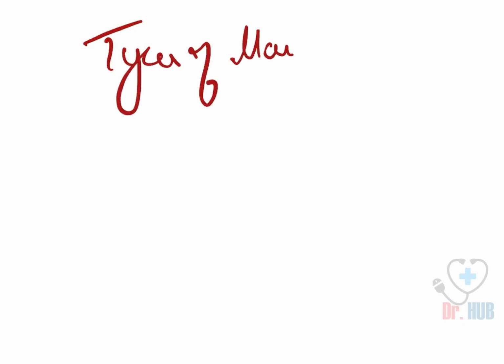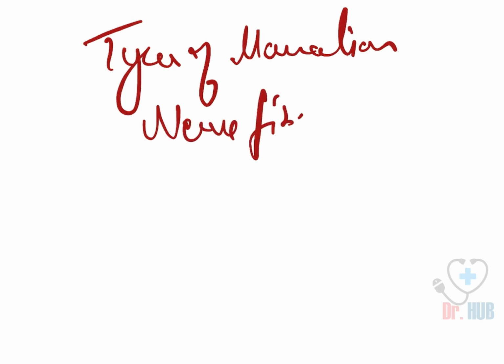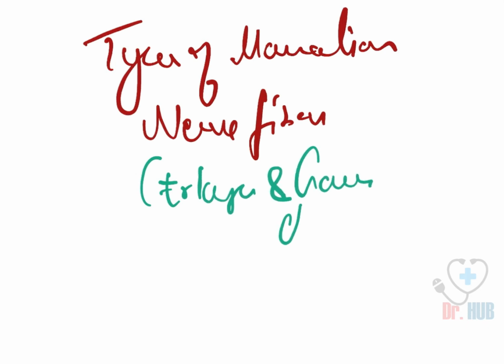Types of the mammalian nerve fibers. So this is nothing but the Erlanger and Gasser classification.